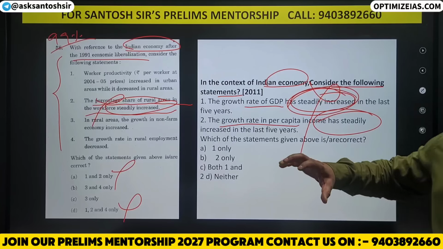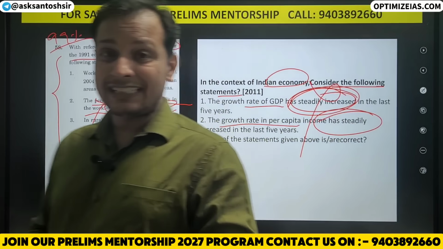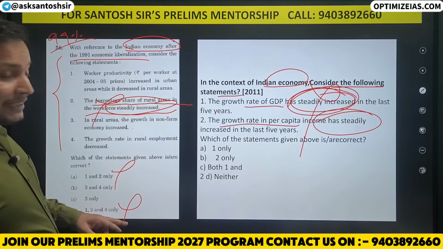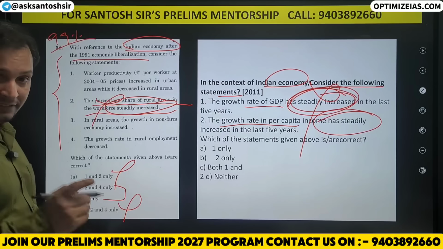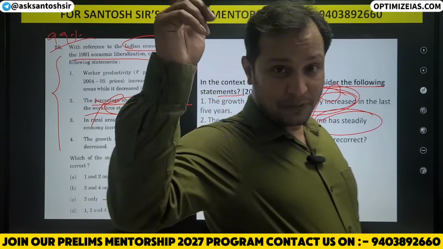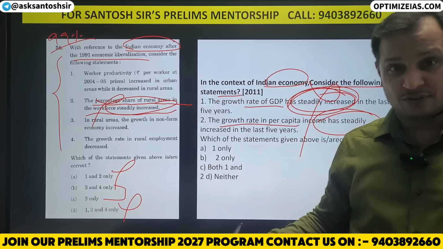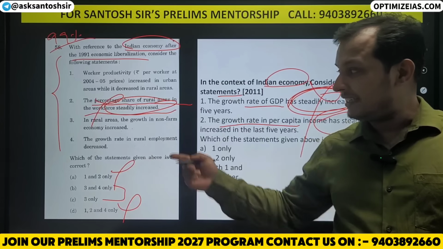See, many times what will happen? You may not get the exact answer, but the probability now is what? 50-50. It is easy now, because previously it was 1 out of 4, now 1 out of 2. It is easy to mark.